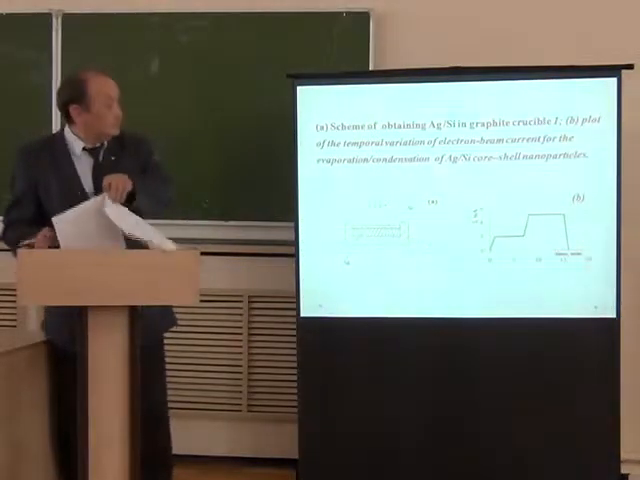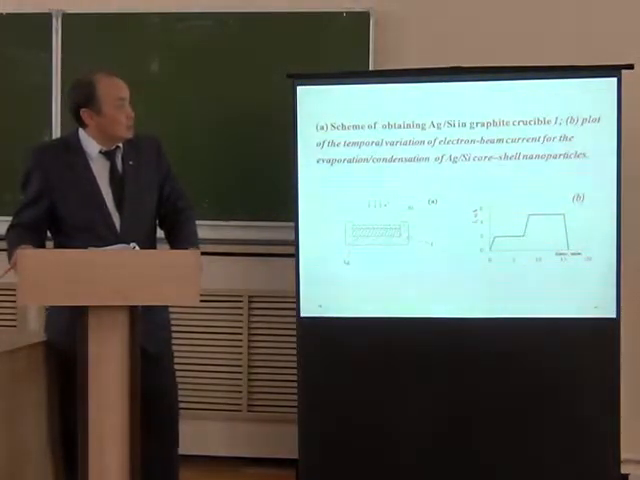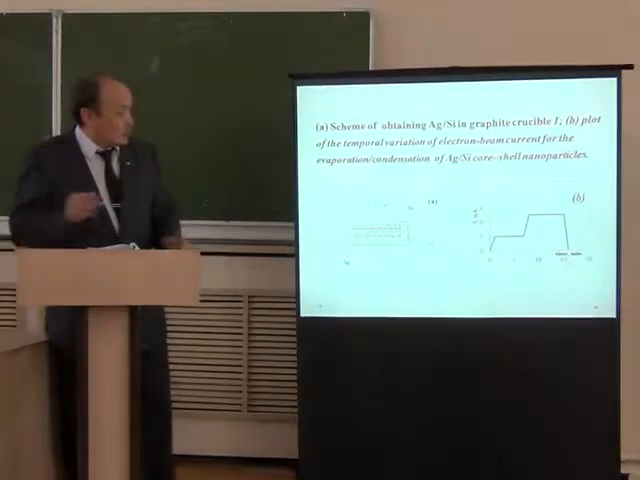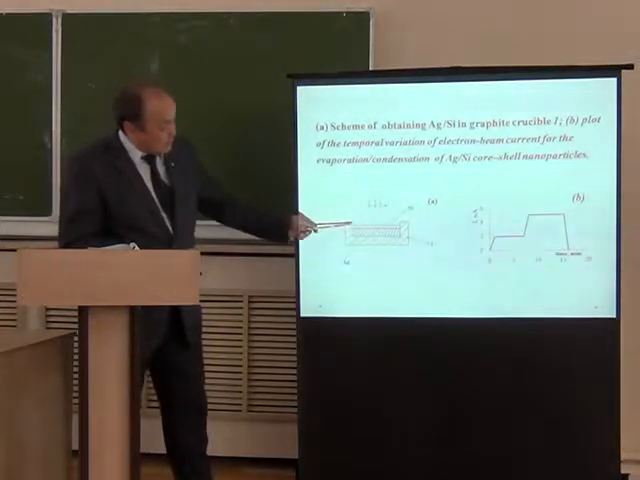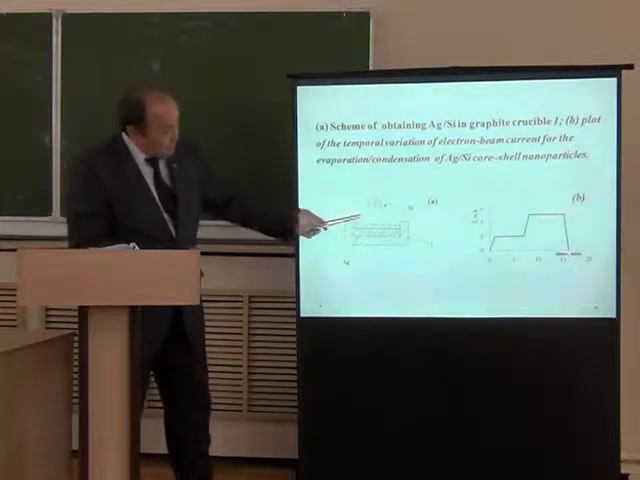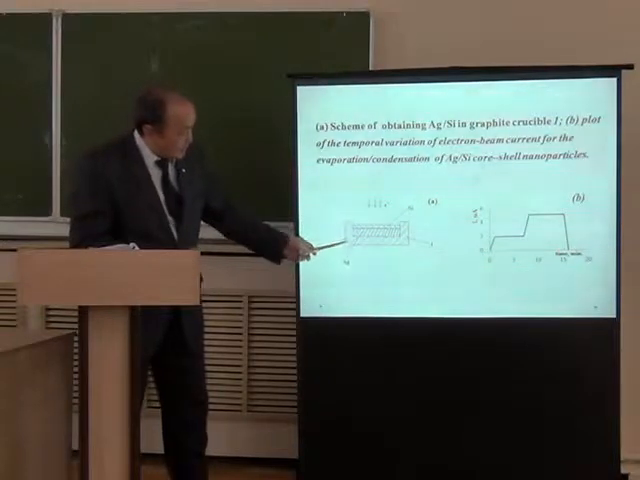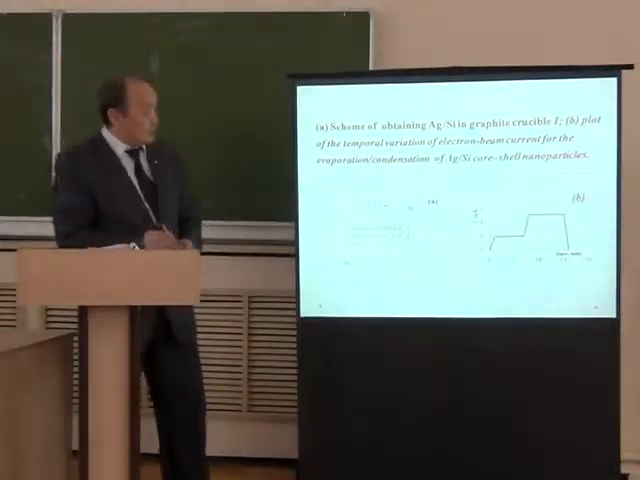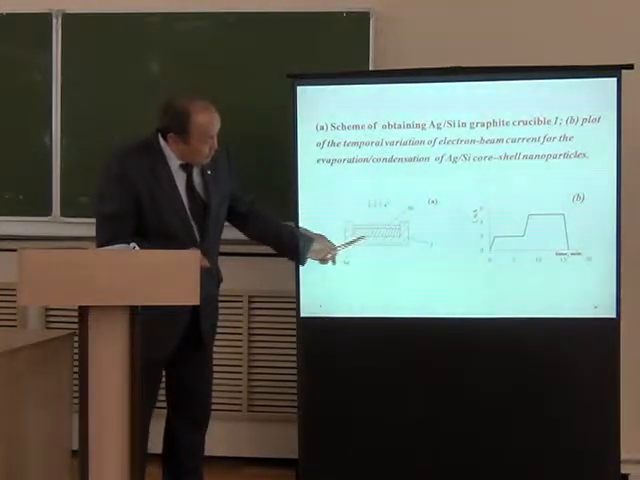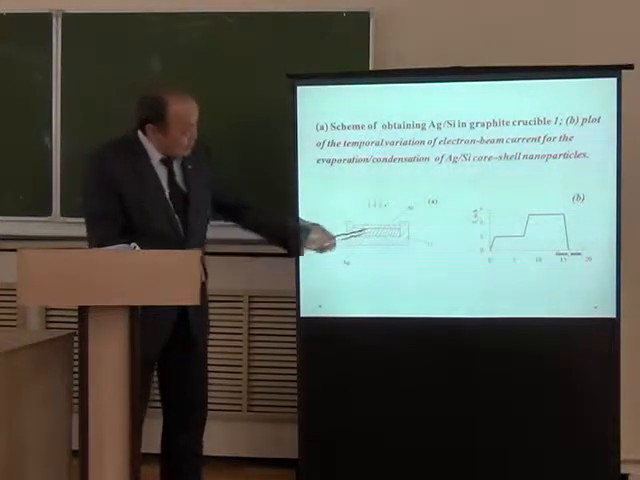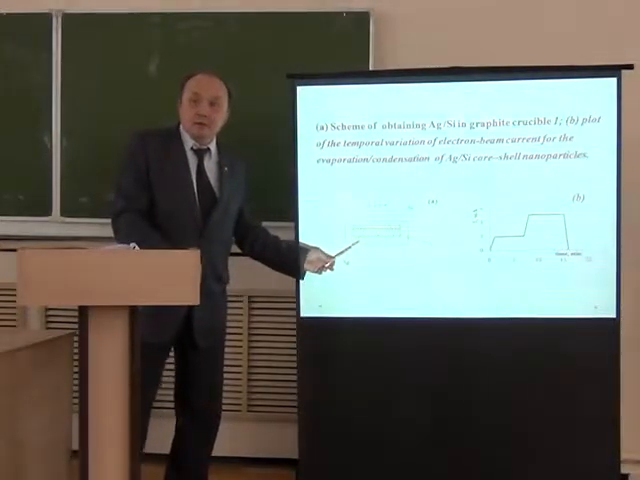Following slide, please. In this slide, we see a scheme of obtaining silver silicon in a graphite crucible. This electron beam irradiates two substances, silicon and argentum, in the graphite crucible. The electron beam falls on these two substances, silicon and silver, argentum. Do you understand?